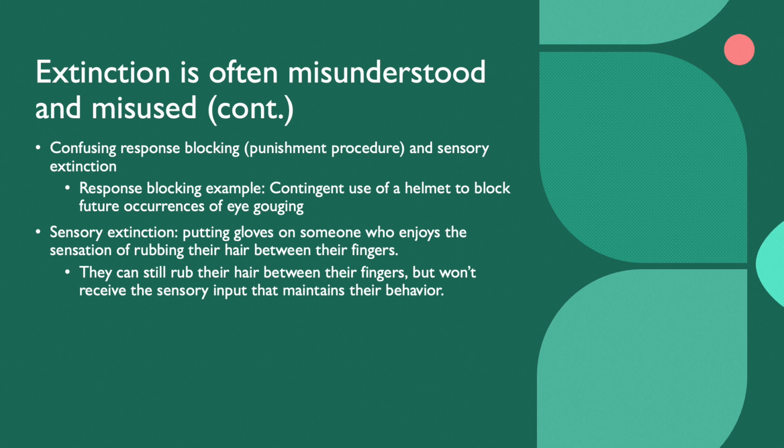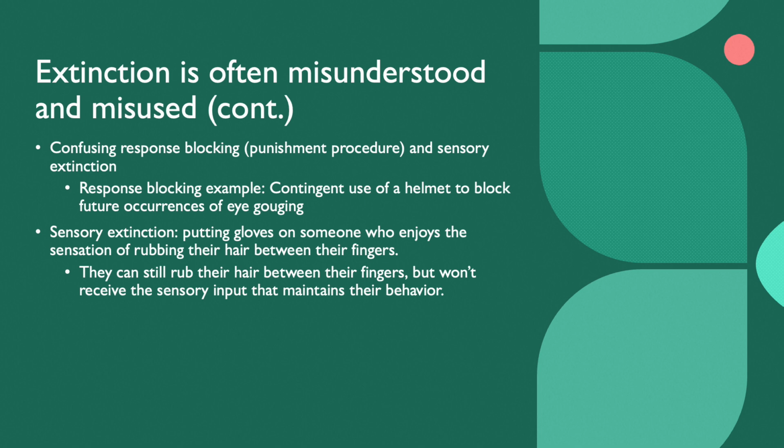Whereas sensory extinction is an example. I mentioned the hair twirling earlier. If I wanted to implement sensory extinction, I would put a glove on the person. They can continue to twirl their hair, so the behavior of hair twirling can continue to occur, but they're not going to get that reinforcing sensation on their fingers. And so, like I said, they can continue to engage in the behavior, but they're not going to contact the reinforcer. And that's the key difference here.